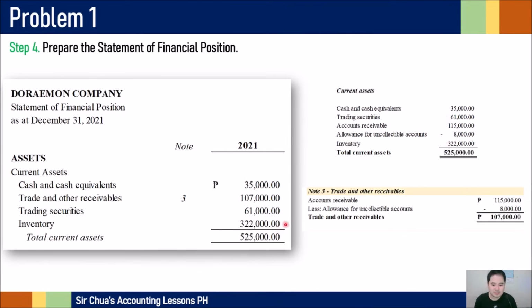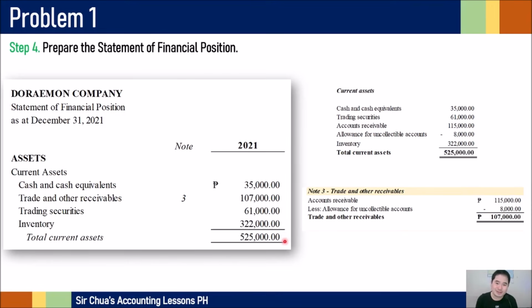Inventory is 322,000. Okay? So, since wala pong notes to FS dun sa inventory, baka merchandise inventory lang to. Kasi wala po tayong separate na calculation ng raw materials, work in process, and finished goods. So, baka po tong inventory na to, merchandise inventory. One kind lang. Okay? So, we have total current assets of 525,000.